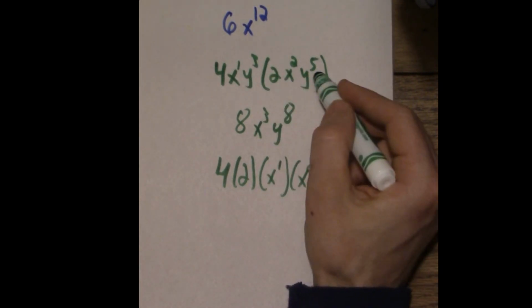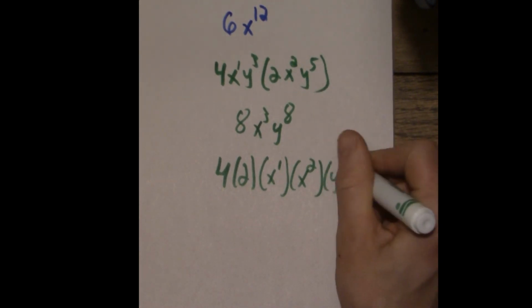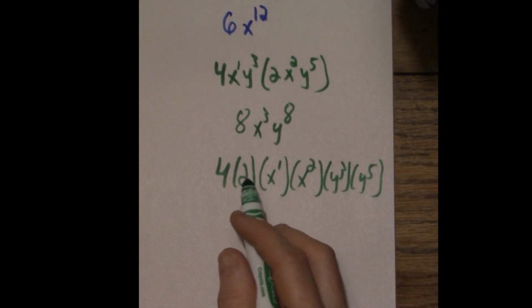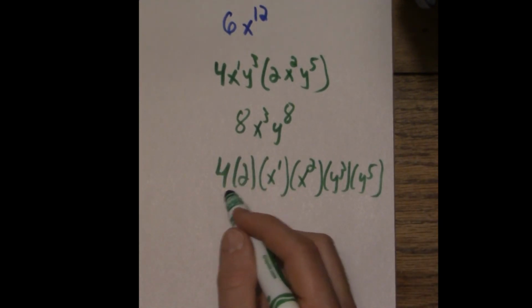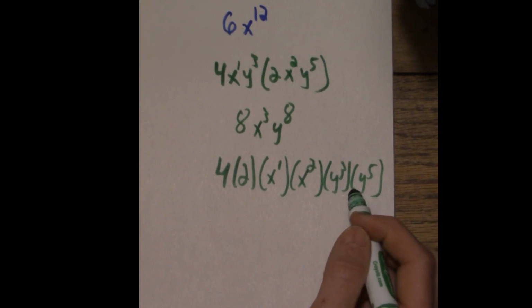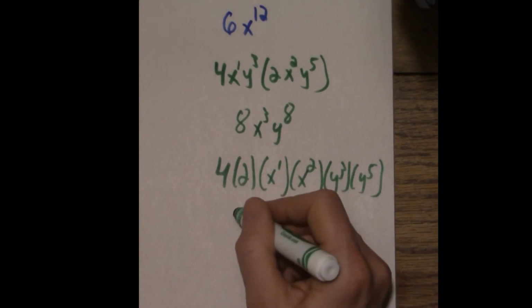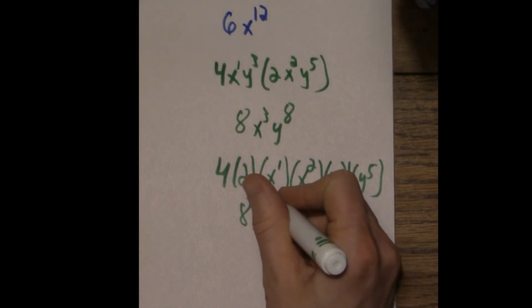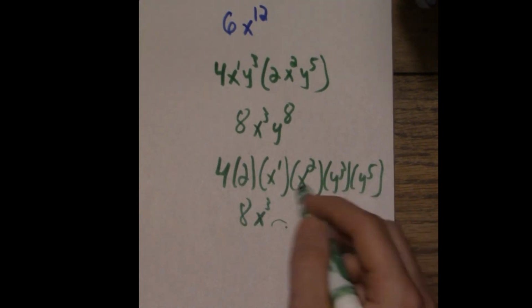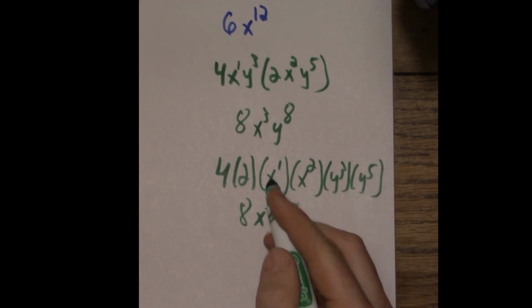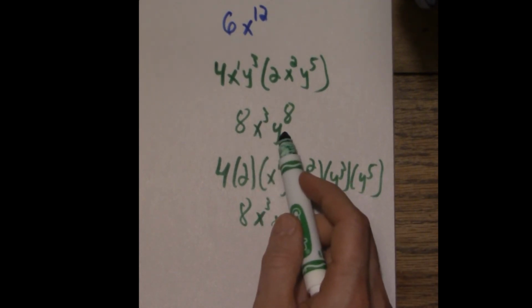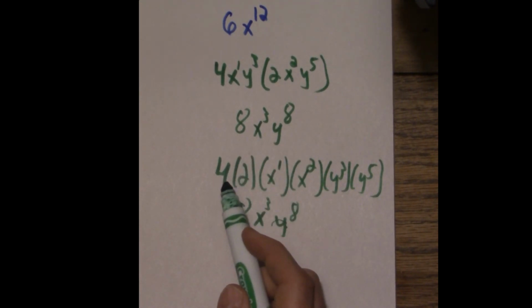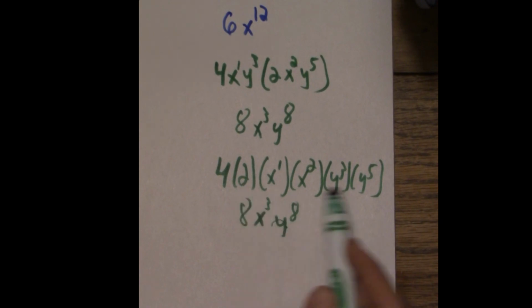And then this is a y to the third and a y to the fifth. So I'll do y to the third times y to the fifth. If you're having trouble keeping up with what's going on, you could write it out like this if you'd like. So you're going to do the 4 times 2. That's going to give you the 8. The x to the first times x to the second is going to give you x to the third. The y to the third times y to the fifth gives you y to the 8th, and that's the same answer that we came up with up here. But if you are having a hard time getting this, you could write it out like this so that you could see the different parts of it.